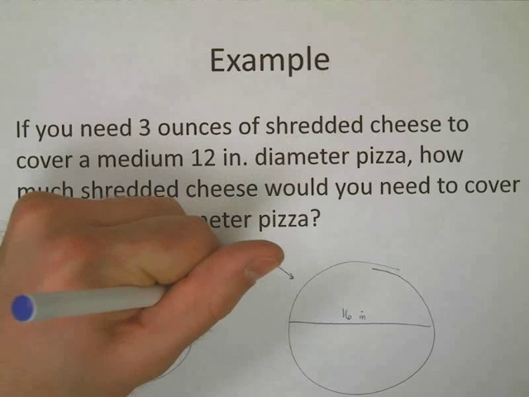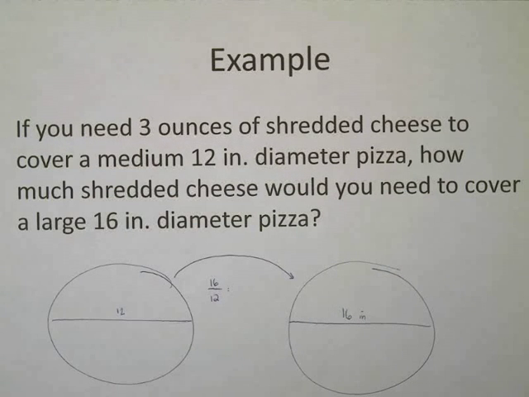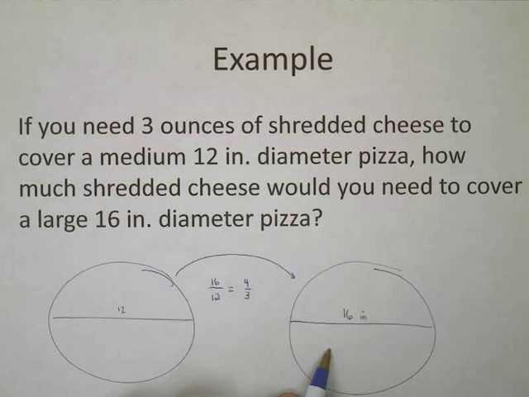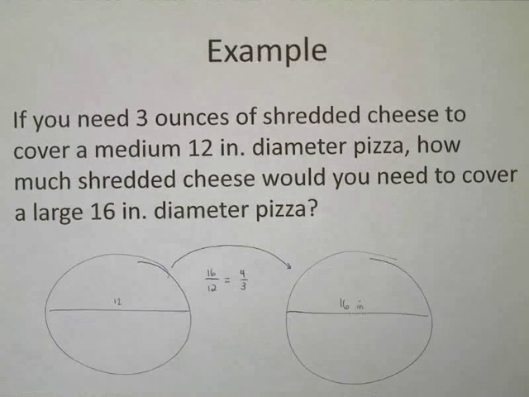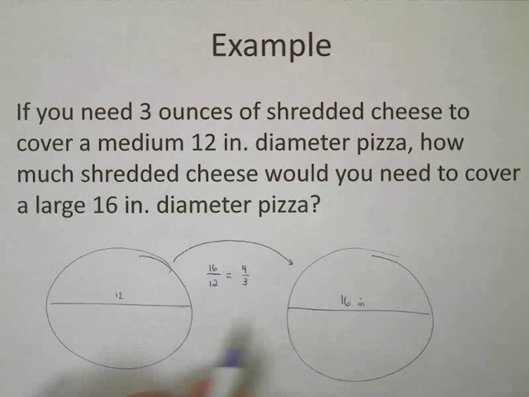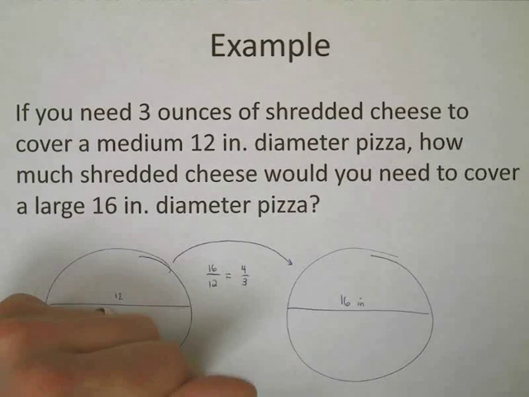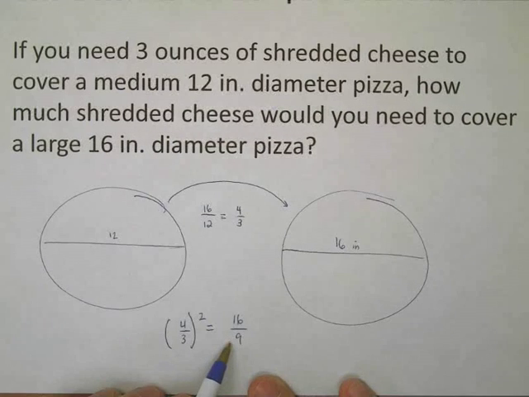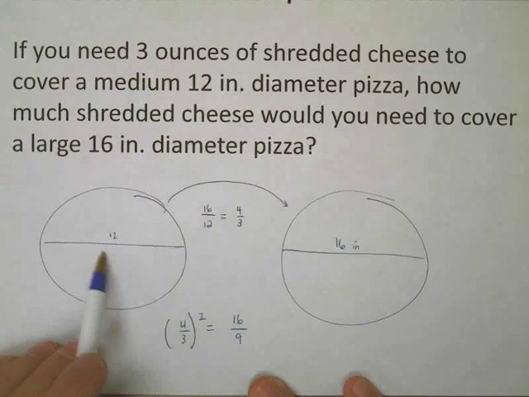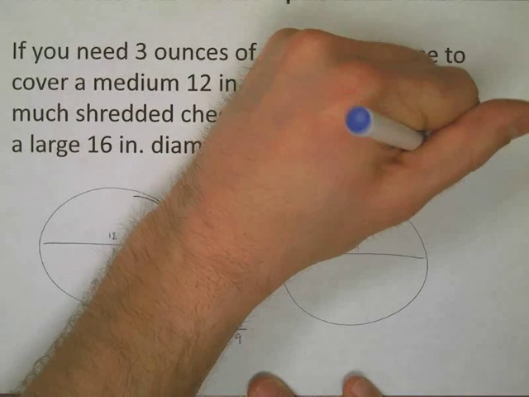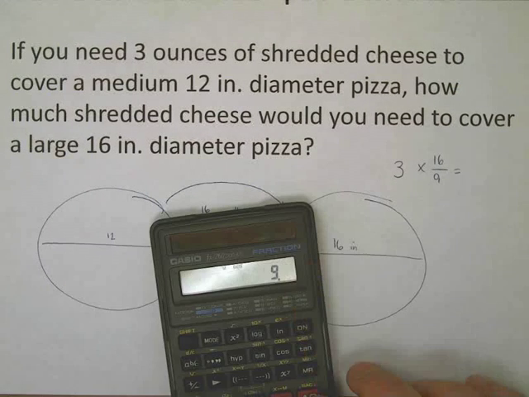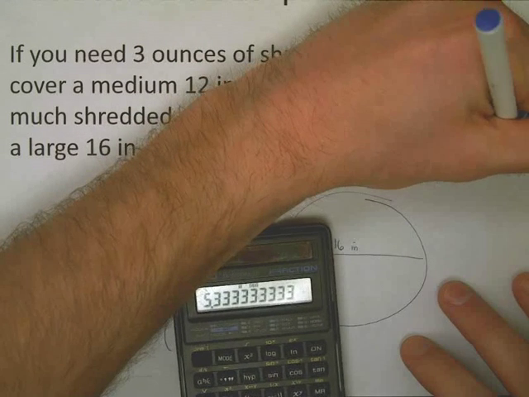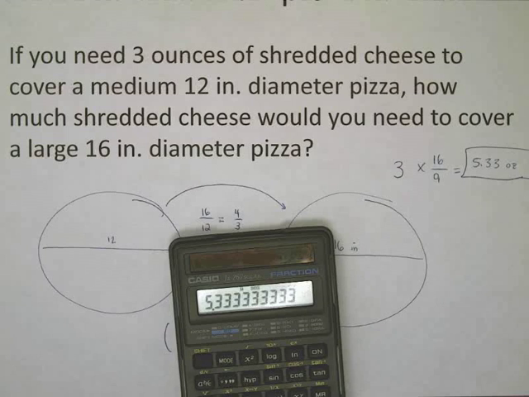There is a 16 to 12 relationship of big to small, right? So if I take 16 over 12, which reduces down to 4/3, there's a 4 to 3 relationship between big and small. So as far as the area goes, if I have a 4/3 longer diameter, then if I take 4/3 and I square it, that gives me 16 over 9. That's how many more times the area is. 3 ounces would cover this, so if I take 3 and multiply it by 16 over 9, I'm going to need about 5.33 ounces of cheese in order to cover that large pizza.